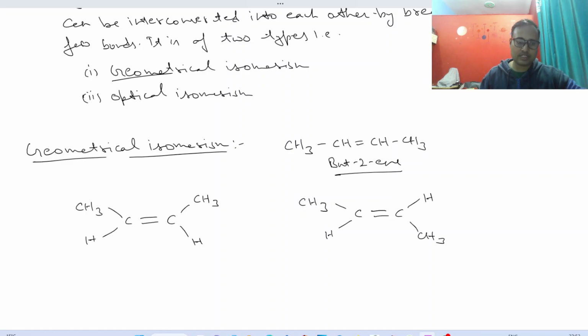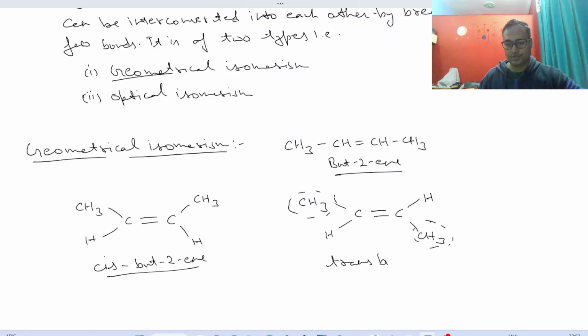So when the bulkier groups are present on the same side of the multiple bond, we call that isomer the cis isomer. So this is cis-but-2-ene. And when the bulkier groups are present on the opposite sides of each other, this type of isomer is known as trans-but-2-ene. One is cis-but-2-ene and the next one is trans-but-2-ene. So these are the two isomers. We call them the geometrical isomers.